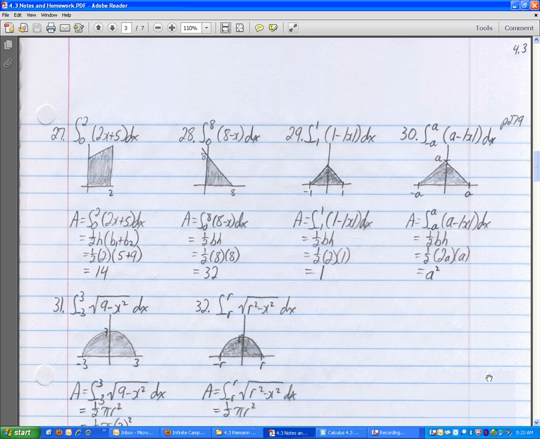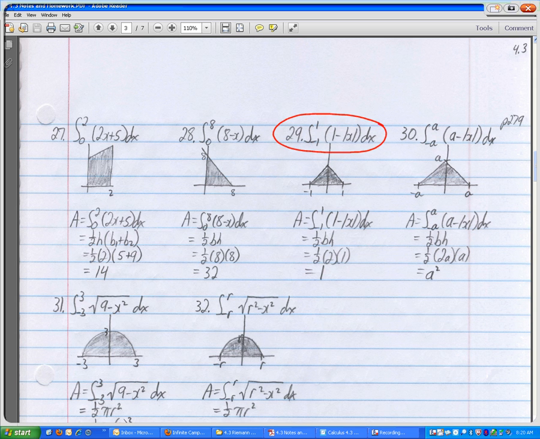All right, on 29, let's see, what do the directions tell us to do? They tell us to sketch the region whose area is given by the definite integral, and then use a geometric formula to evaluate the integral. On 29, we're given that integral, okay?